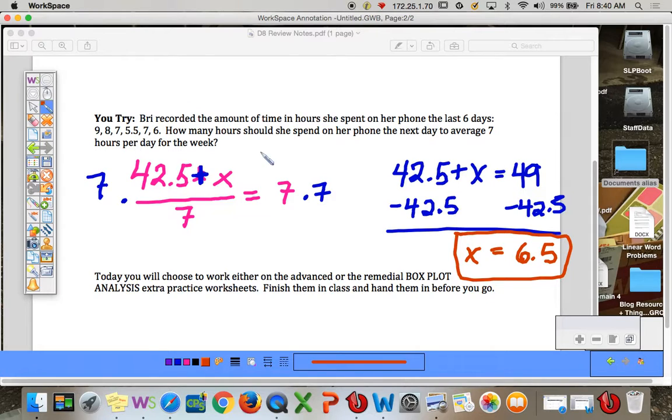You can check your answer. You can plug in 6.5 for x and do 42.5 plus 6.5 and hit enter. Divide by 7, and you should get 7.